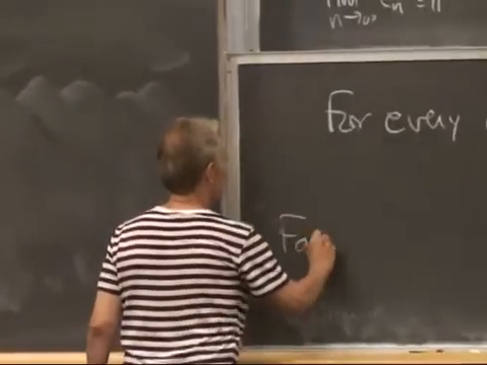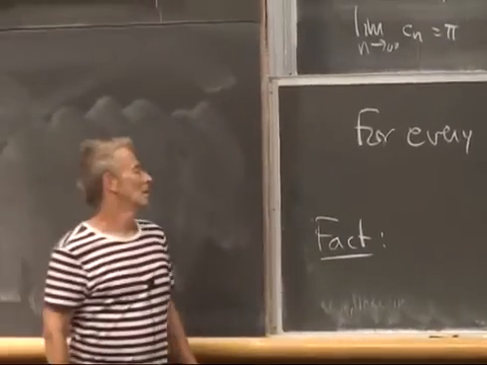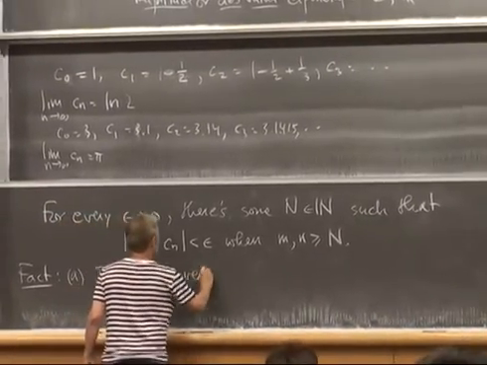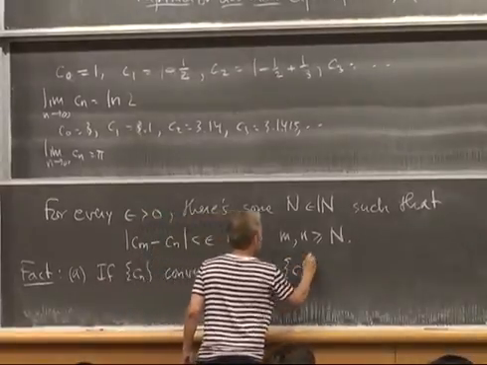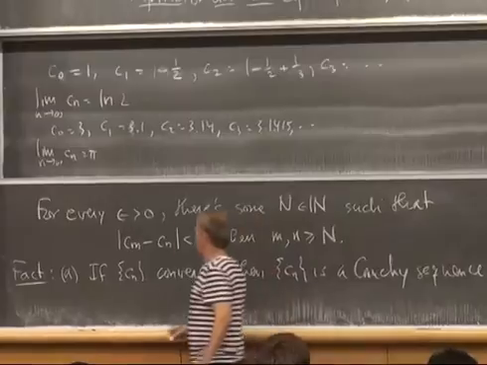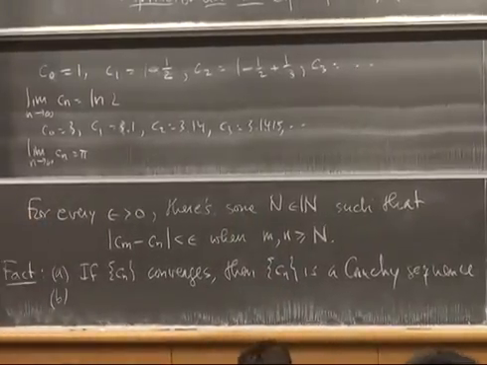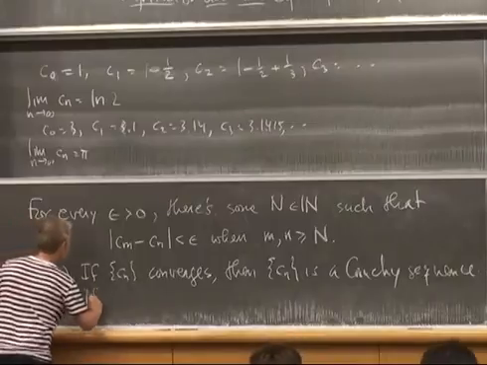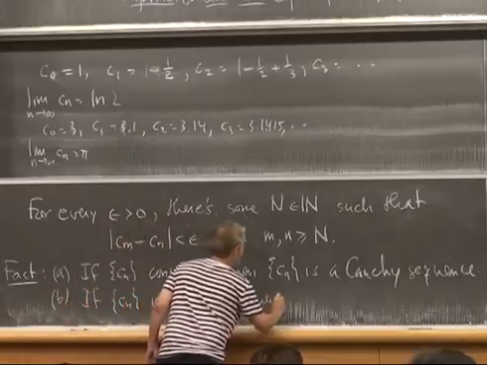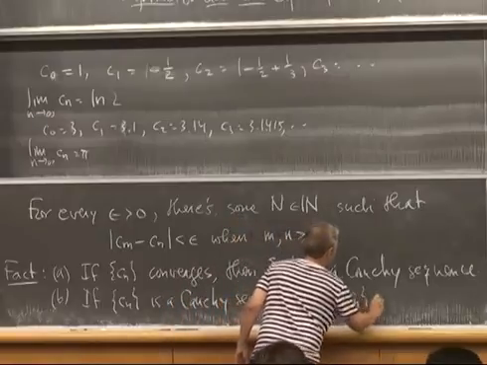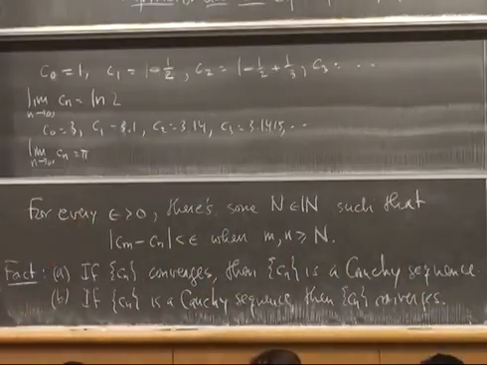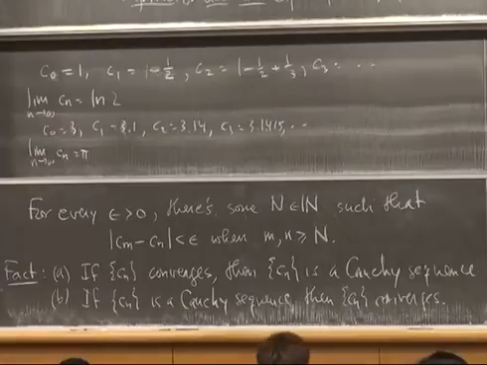Okay, so here's a fact, and I'll state it in two parts. A: if C_n converges, then C_n is a Cauchy sequence. And B: if C_n is a Cauchy sequence, then C_n converges. And remember, we're talking here about sequences in the reals or the complexes. We're not talking about sequences of rational numbers or sequences of integers or anything like that.